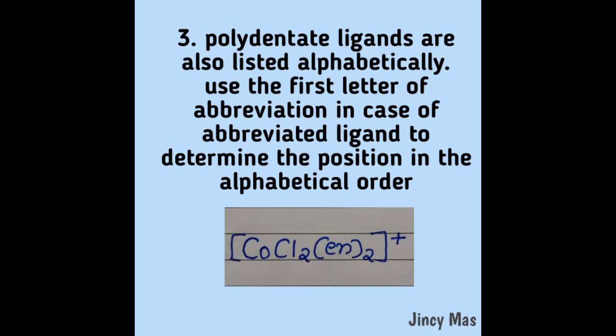So, when an abbreviation is used, if you want to arrange the ligands in alphabetical order, you have to see the first letter of the abbreviation only. No need to consider the name of the ligand. When a ligand is written in abbreviation, the first letter of the abbreviation is used to arrange it in alphabetical order. So here chlorido comes first and then en. So it is written in alphabetical order.